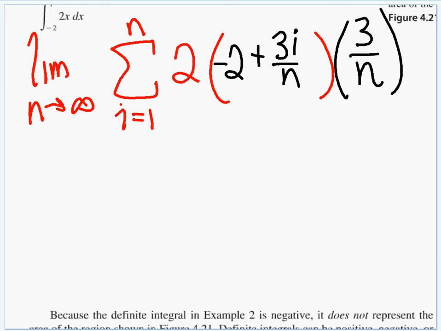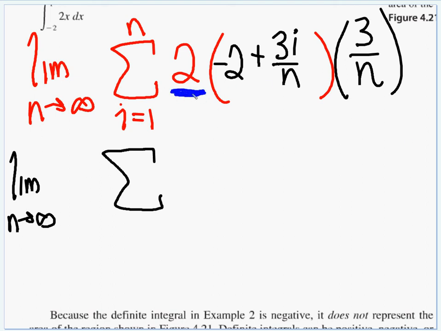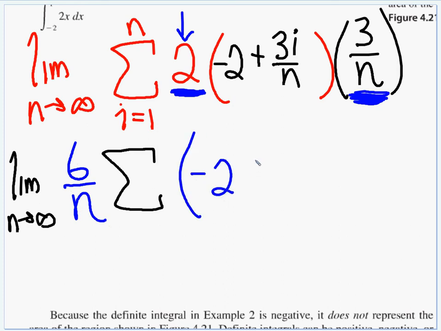Now, remember, we can pull things out between the limit and the summation. Keep our limit notation, n going to infinity, and we'll have our summation here. Let's see what can be dragged out. We have this 2, that'll be fine, and then times a 3 over n. This stuff in here is an added quantity, and we've got an i in there. We don't want to drag that out because we've got a formula for that. So this 2 times 3 over n is 6 over n, and then we're going to have this -2 plus 3i over n.